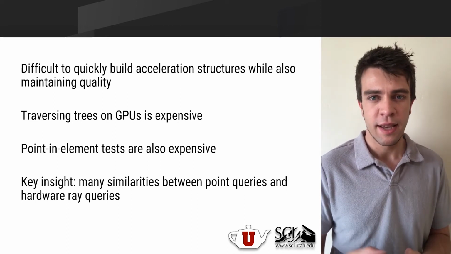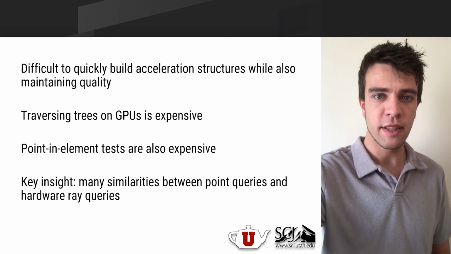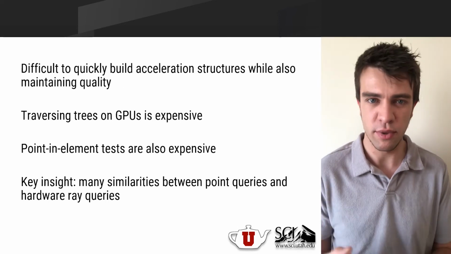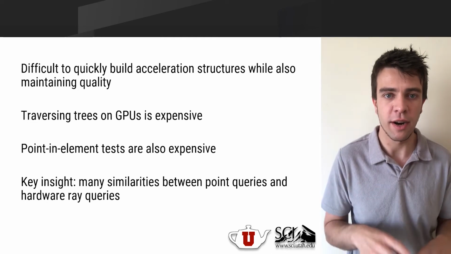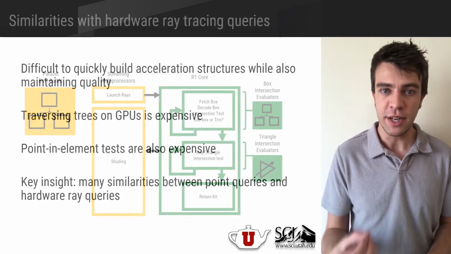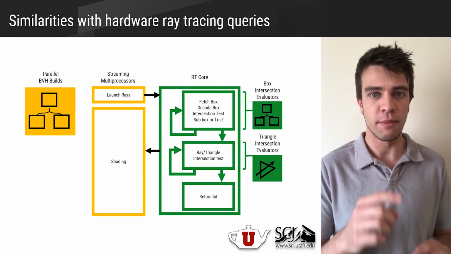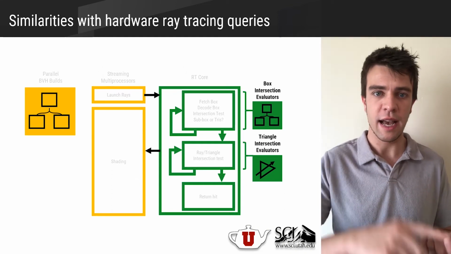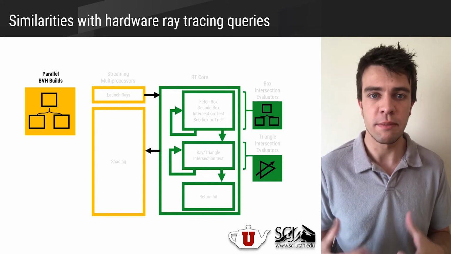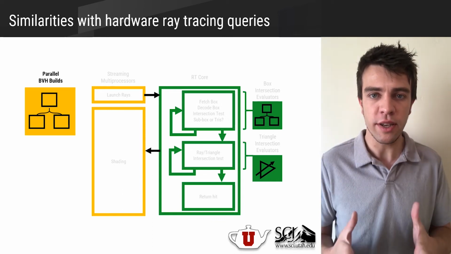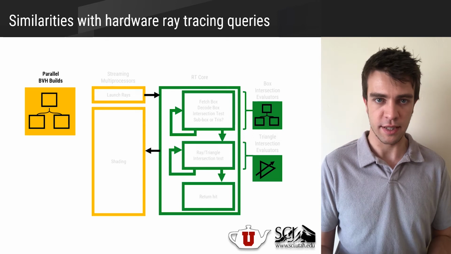The key insight to our work is observing that there are many similarities between these point location queries and the ray tracing queries supported in hardware on modern GPUs. The ray tracing cores in Nvidia GPUs handle both acceleration structure traversal as well as ray triangle intersection testing. Additionally, construction of these GPU acceleration structures is done for you using real-time construction routines.